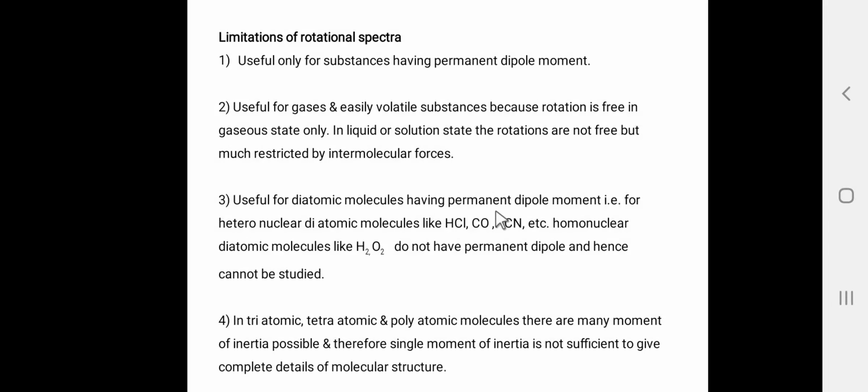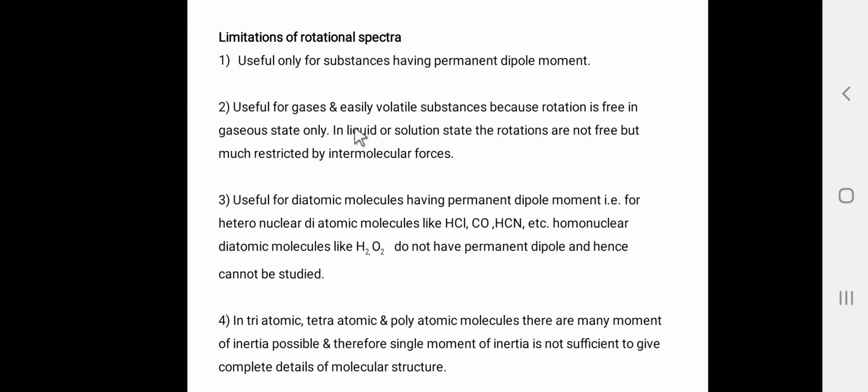Then here rotation spectra or the microwave spectra are useful for gases and easily volatile substances, because rotation is free in the gaseous state only. In the liquid or the solution state, the rotations are not free, but are restricted by intermolecular forces. So, this is a limitation. This rotation spectra is applicable only for substances in the gaseous state or which can be easily converted into the volatile state. So, this is the second limitation or the second drawback.